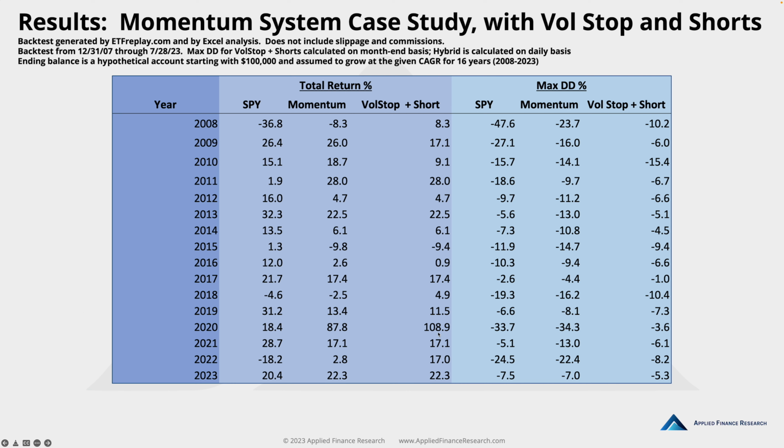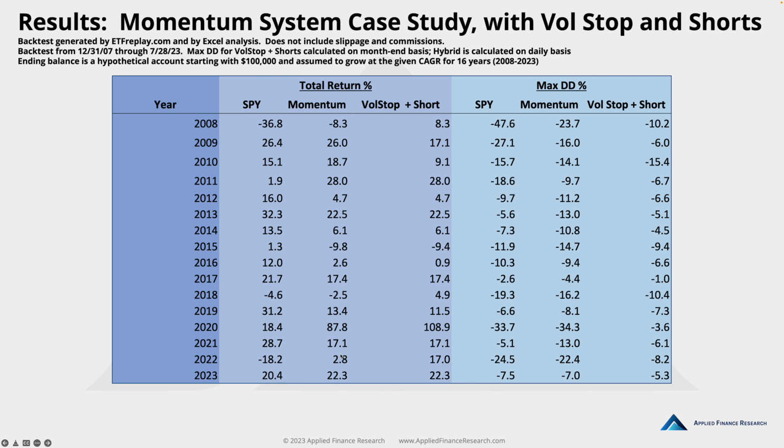I also like to look at 2020. That was the year of the COVID crash. S&P returned 18.4%. The momentum system had a fantastic year, 87.8%. And with the addition of volatility stops and shorts, a really fantastic 108.9%. When we look at the maximum drawdowns, we can see minus 33.7 and minus 34.3. And then we have a big reduction, basically a tenth, minus 3.6.